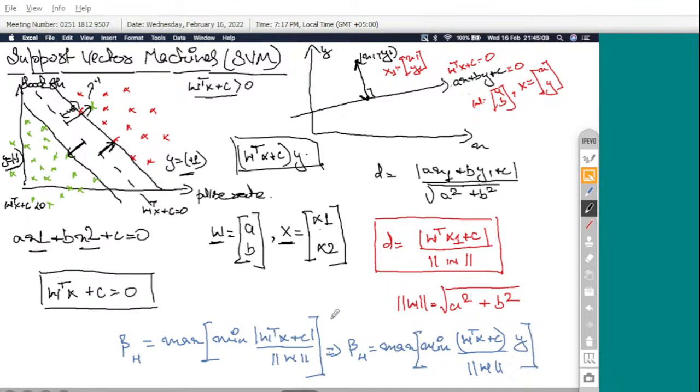Perfect. What is the end goal of this algorithm? The classification.